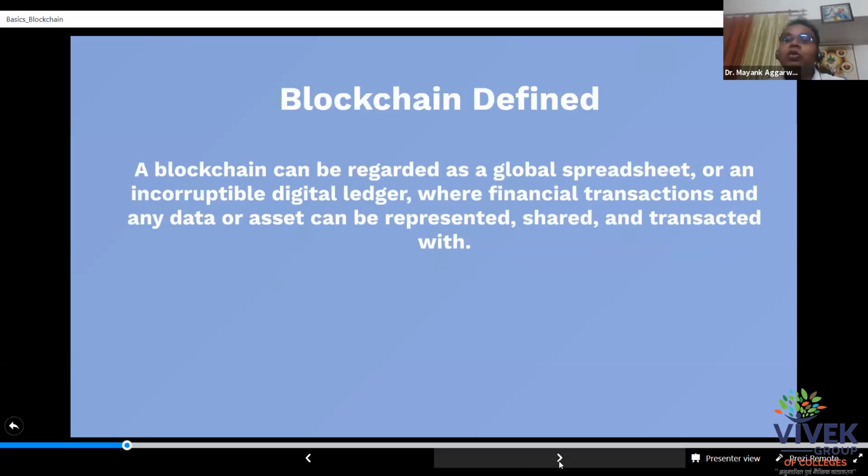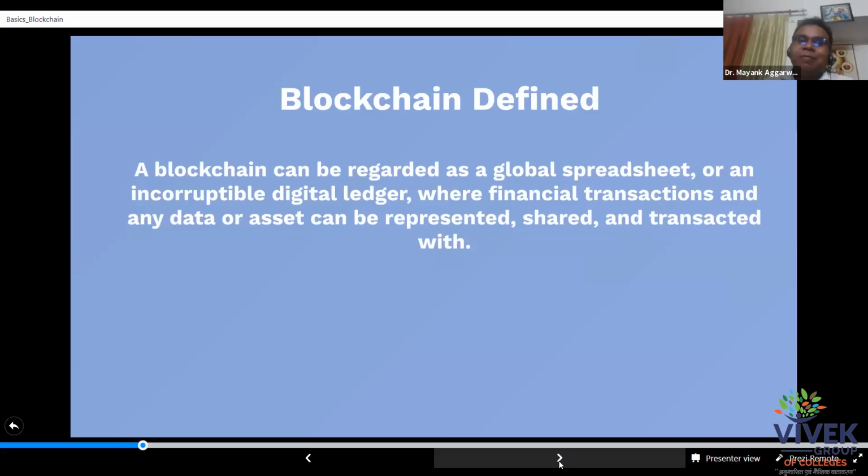Incorruptible because we cannot corrupt it. If we make an entry which is wrong, we cannot delete any entry from it. We have to make another entry to correct the entry which has been written wrongly, but we cannot delete something. Financial transactions and any data or asset can be represented, shared and transacted with. Friends, the power of blockchain is that we can use any type of data, and it can be used for any type of application. We will be seeing this in other slides.